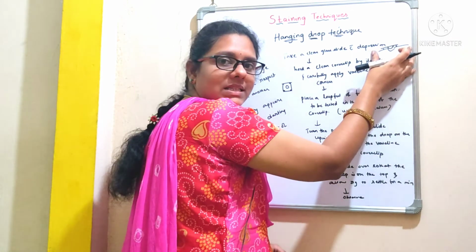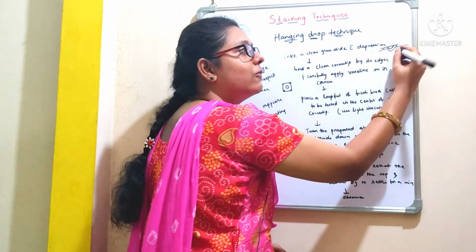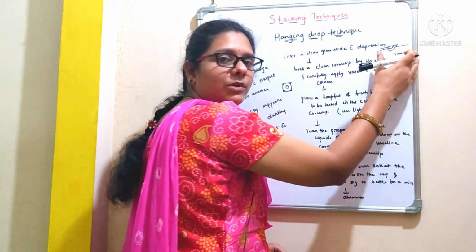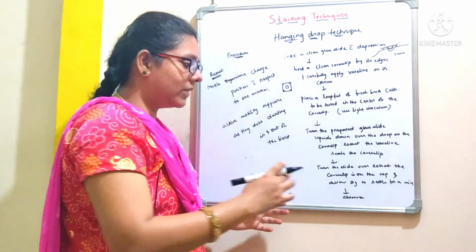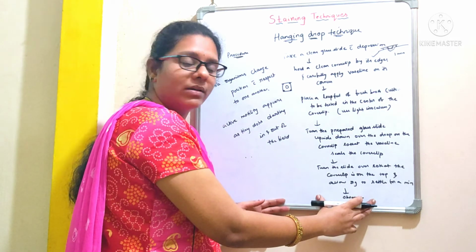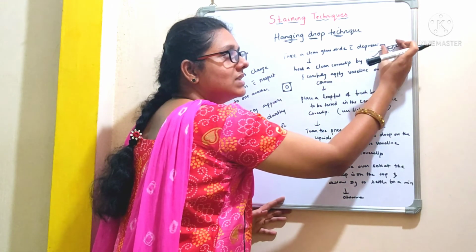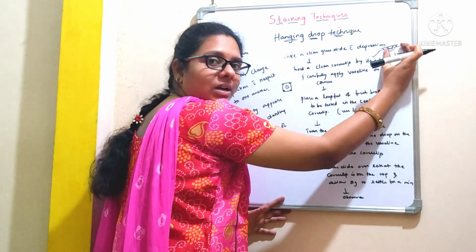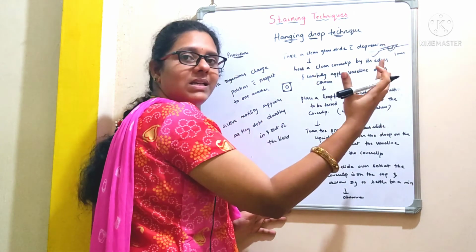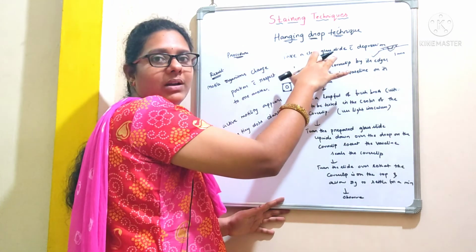Once you turn the slide, you just leave it for 1 minute. Allow the organism to settle. And now it is ready to observe under the microscope. When you observe this slide under the microscope, you are going to focus the center region, right? So if your test sample contains a motile organism, you can easily observe the motility of an organism.